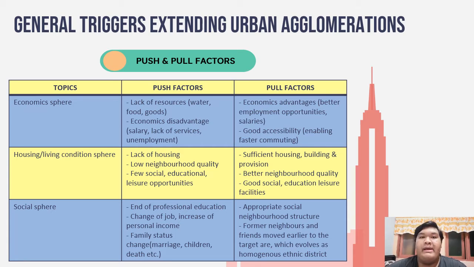First is the economic sphere. Push factors: lack of resources like water, food, goods. Economic disadvantages: low salary, lack of services, unemployment. Pull factors: economic advantages, better employment opportunities, salaries, and good accessibility, enabling faster commuting.